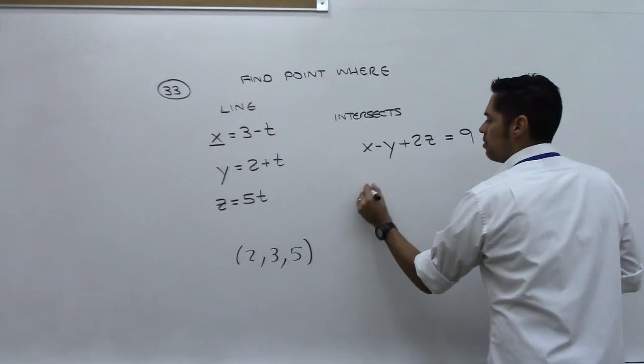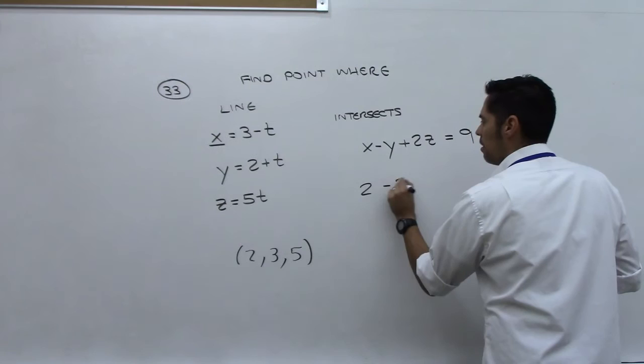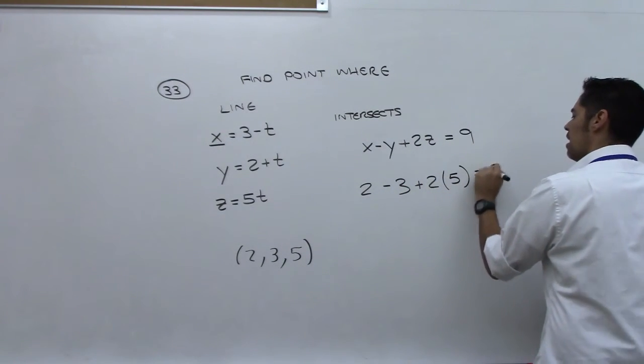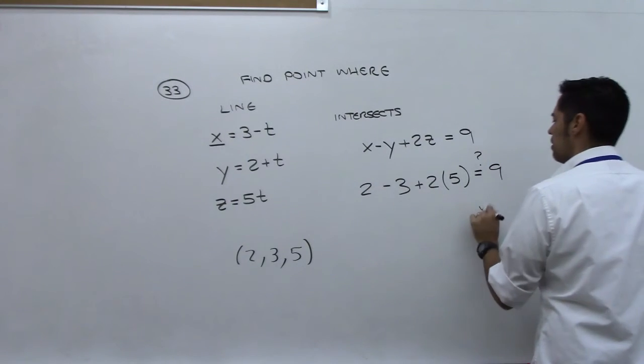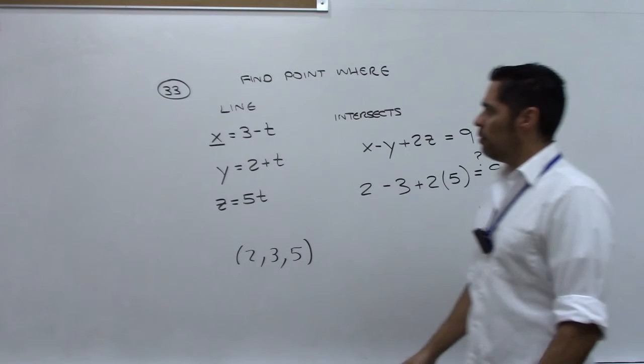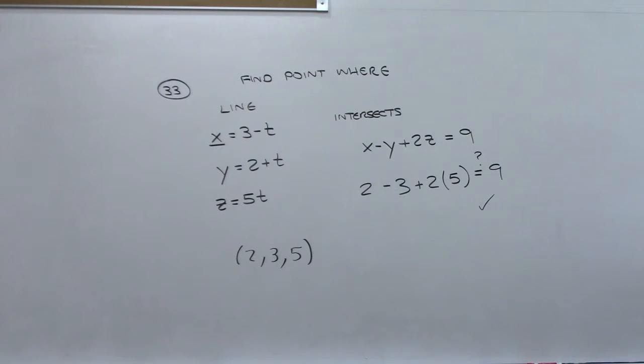Plug in 2 here, so 2, take away y, 3, plus 2 times 5. Is that 9? Yes. So that point lives on this plane and it lives on that line, therefore it is on their intersection.